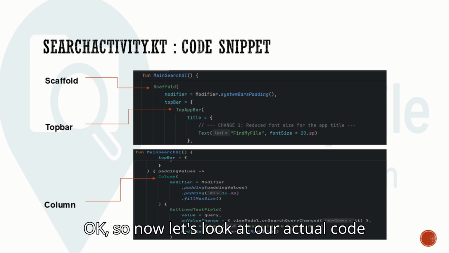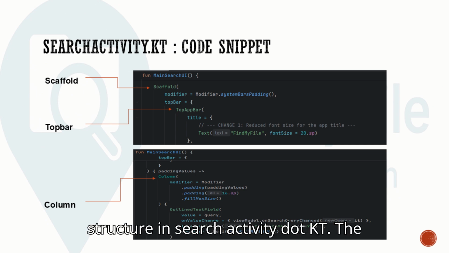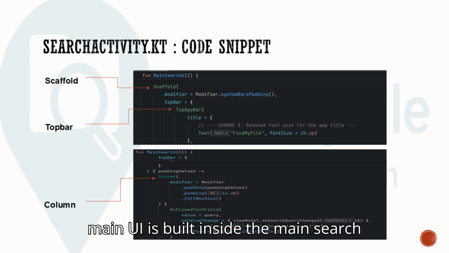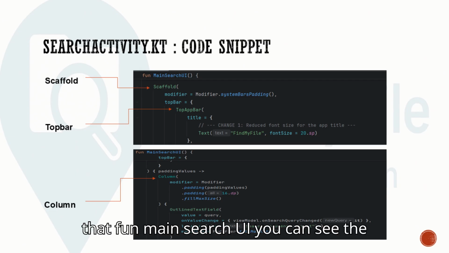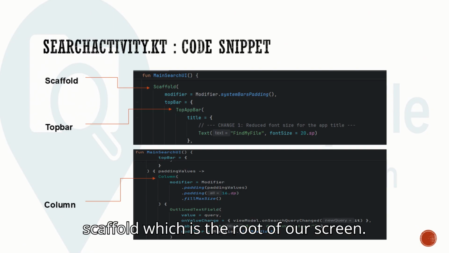Okay, so now let's look at our actual code structure in SearchActivity.kt. The main UI is built inside the MainSearchUI composable function. In that fun MainSearchUI, you can see the Scaffold, which is the root of our screen.